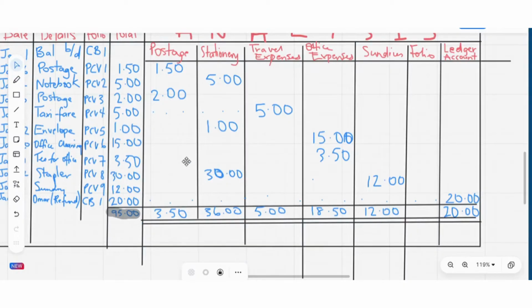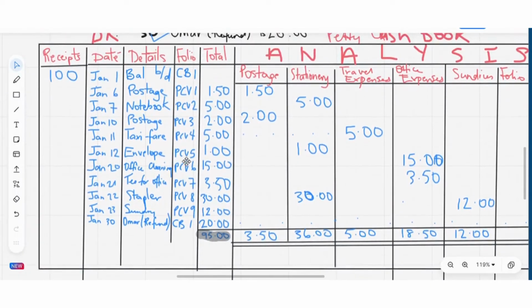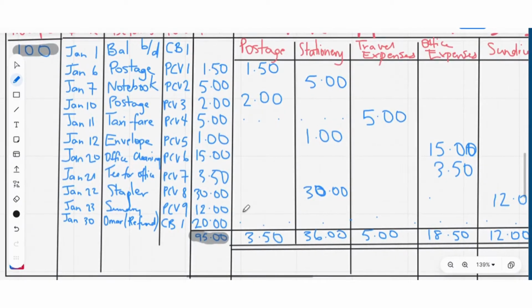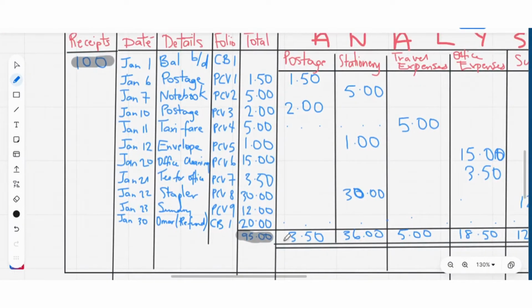So after that, now we have to do the balancing, because over here now the total here is $95 and you need to balance back with the $100 here. So at the start of the month you are given $100, but you actually spent $95. So the balance for the month, as usual, is found when you subtract the total credit side and the debit side.